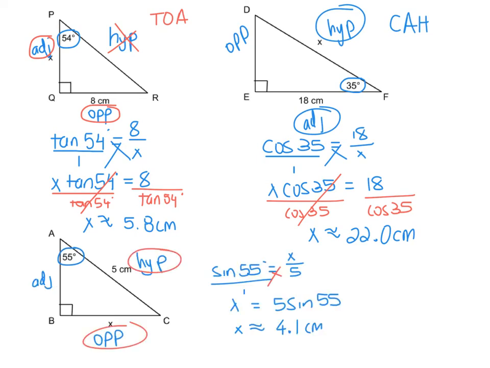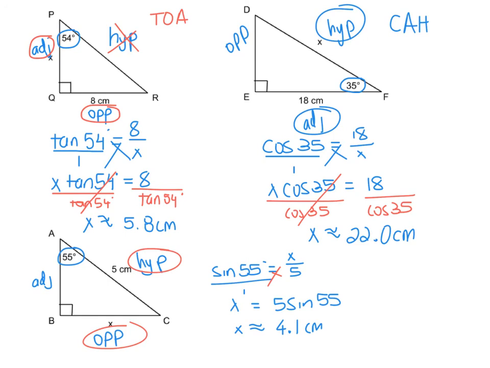All right, so hopefully this is how you labeled your triangle and you picked sine for your ratio because we are looking for the opposite side and we're given the hypotenuse. So when you set up your ratio, you should have sine 55 degrees equals x over 5. And when you put sine 55 over 1 and cross multiply, you have x on its own right away because 1 times x is x. And then 5 times sine 55 is approximately 4.1 centimeters.